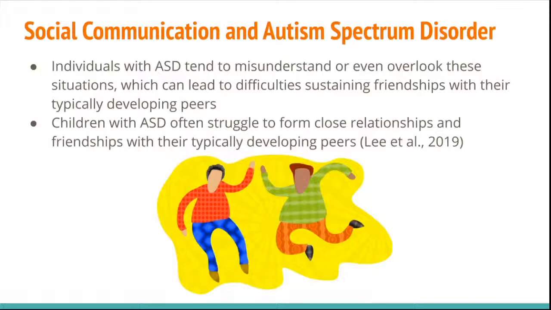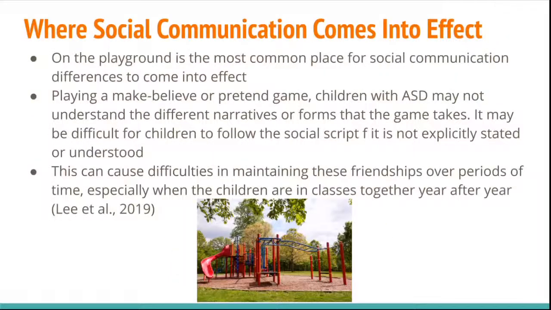their typically developing peers. Children with ASD often struggle to form close relationships and friendships with typically developing peers, so it's hard for them to form these relationships because there's such a strain on the social relationship. When they're with typically developing peers, it's hard for them to maintain close ties because it's difficult for them to engage in peer play interaction, which can sever ties and create a kind of weird social situation for everyone involved.